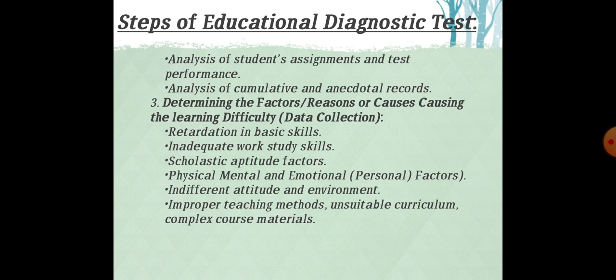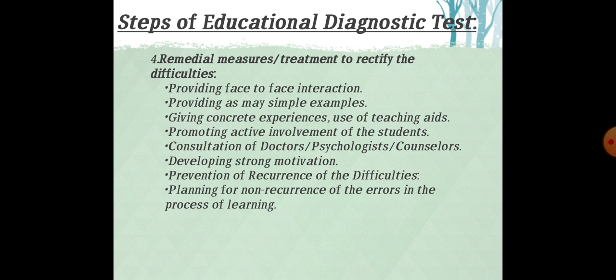The third one is to determine the reasons or causes of the learning difficulties, or data collection: retardation in basic skills, inadequate study skills, scholastic aptitude factors, physical, mental and emotional personal factors, indifferent attitude and environment, improper teaching methods and unsuitable curriculum, complex course material.